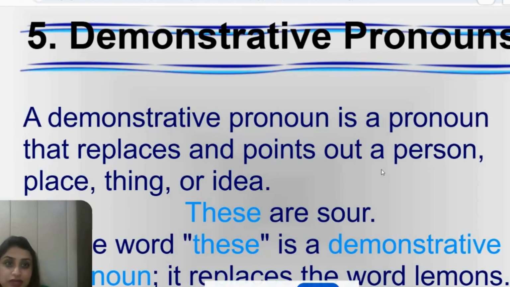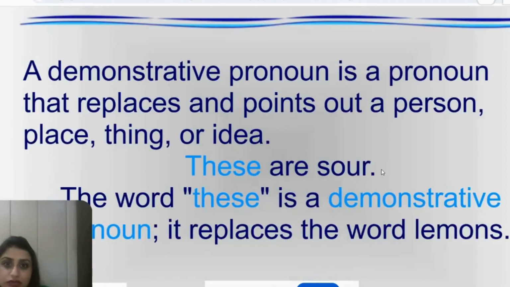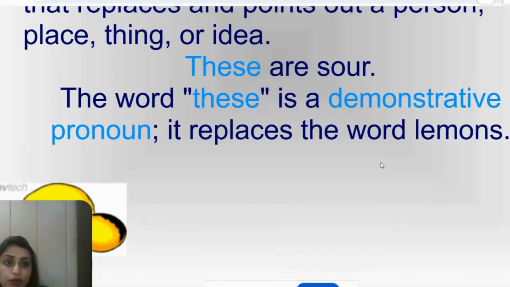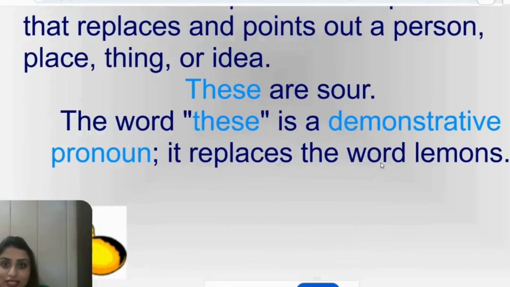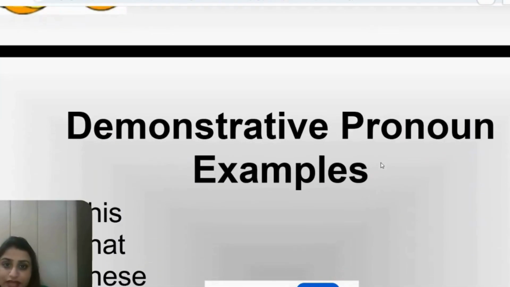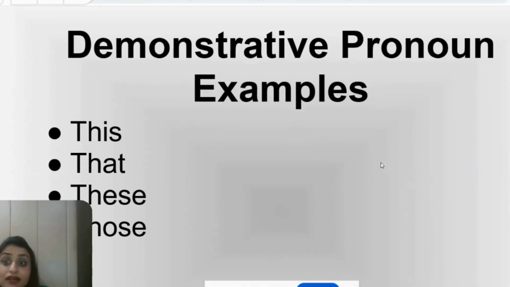Next is demonstrative pronouns. A demonstrative pronoun is a pronoun that replaces and points out a person, place, thing, or idea. These are sour. The word these is a demonstrative pronoun. It replaces the word lemons. So instead of lemons, we are using these. That's why it is a demonstrative pronoun. Let's see some examples. This, that, these, those. All these are demonstrative pronouns.